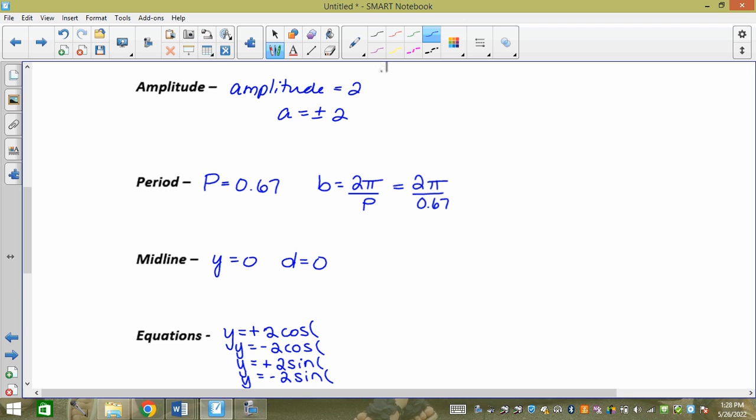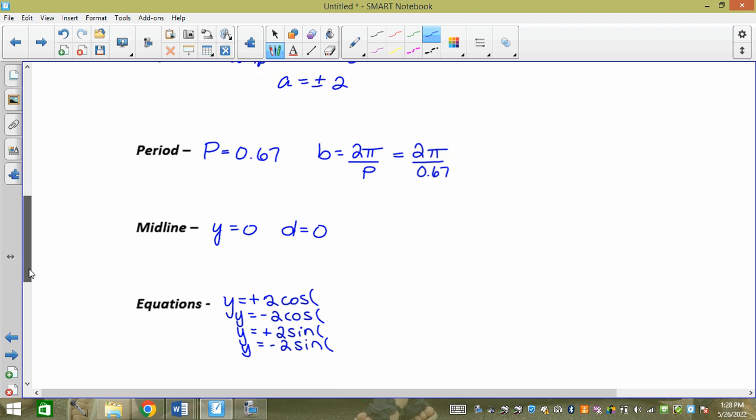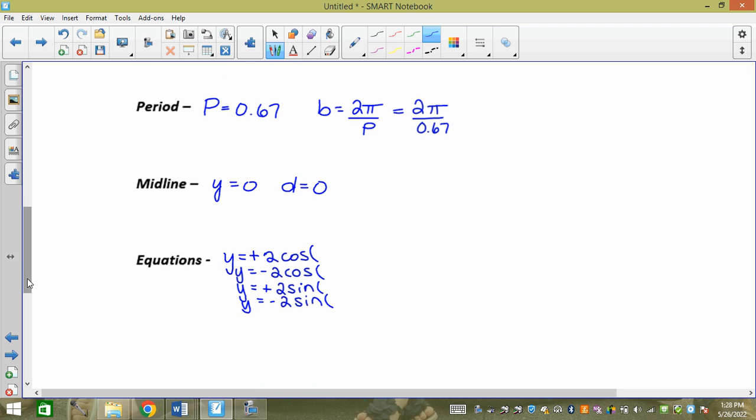What's my b? My b is that ugly thing. So I'm going to go 2 pi divided by 0.67 x, for each of the four equations. And then my d again is 0.